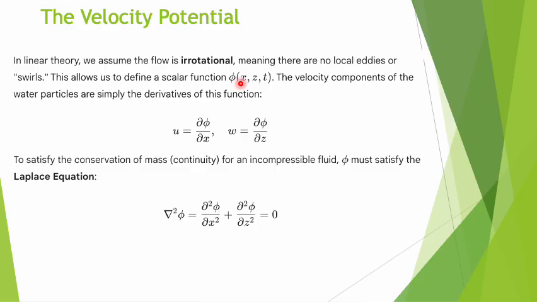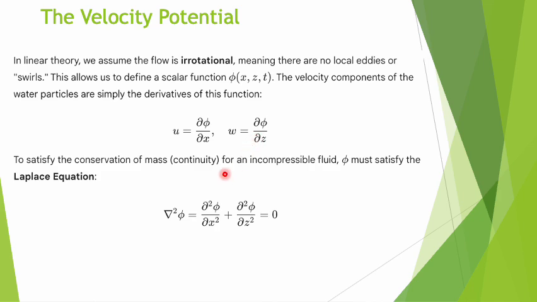In that regard, the horizontal and vertical velocity components u and w can be obtained directly from the potential function. In the xz plane, the horizontal velocity component u is given by the derivative of phi with respect to x, while the vertical velocity component w is given by the derivative of phi with respect to z.